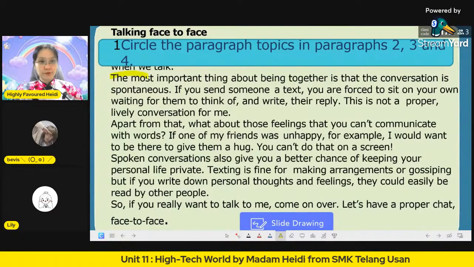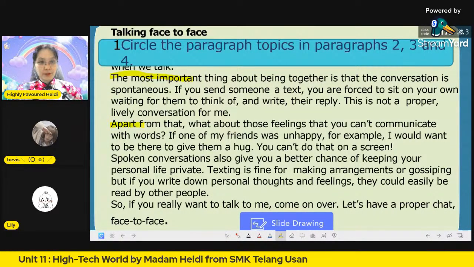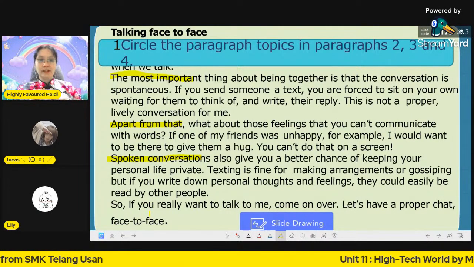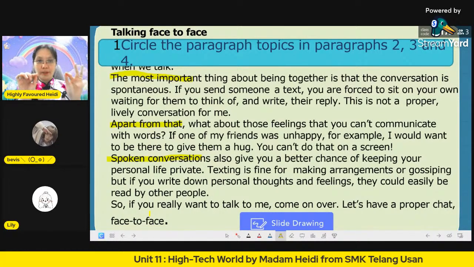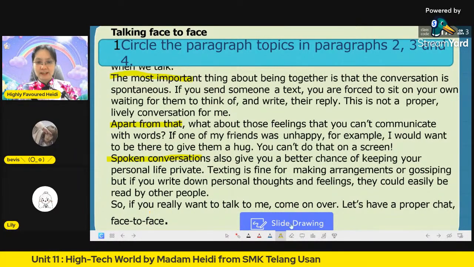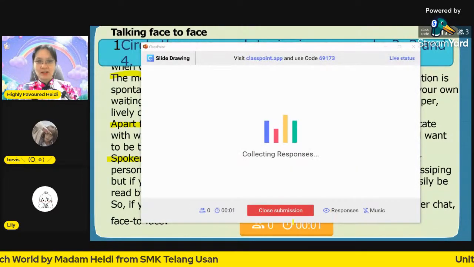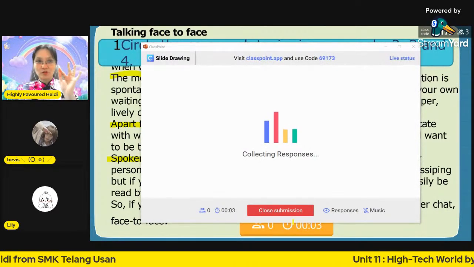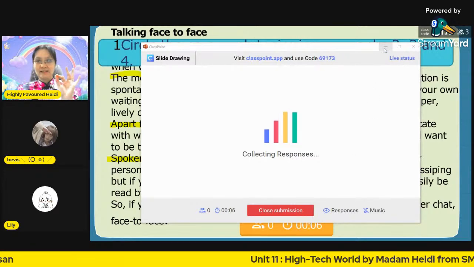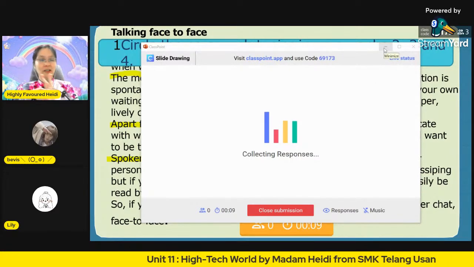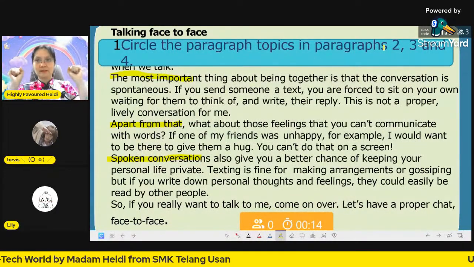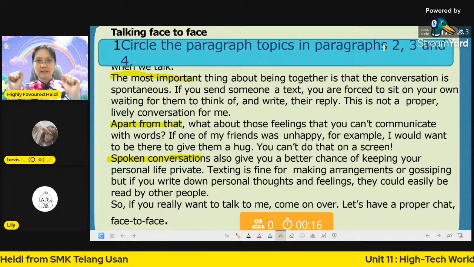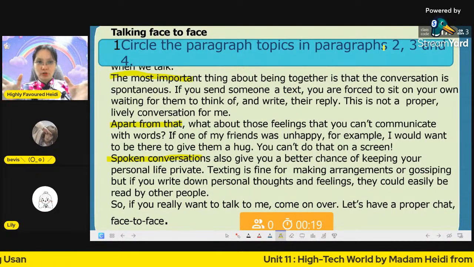This is paragraph 2, this is paragraph 3, and this is paragraph 4. This one is the conclusion. In paragraphs 2, 3, and 4, you are supposed to find the topic sentence. I'm going to start the slide drawing so that you can read and think what the topic sentence is. Look for the topic sentence. Topic sentence means not the elaboration, not the example. It's the topic sentence, not reasoning yet, just the topic that they want to touch on.